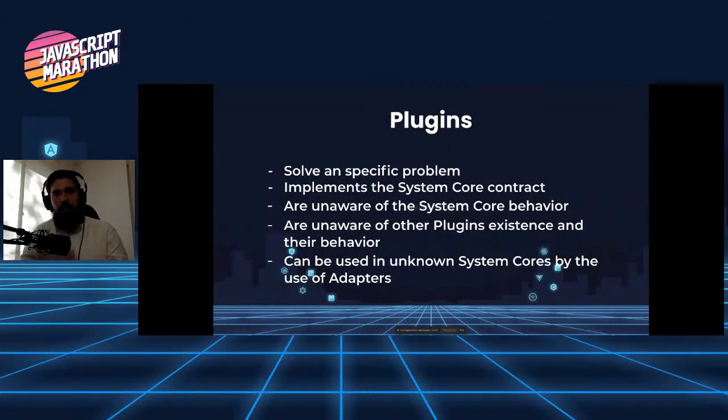They solve these specific problems, and they do that by implementing the system contract, or the contract that the system core provided. And this will be the only thing that they will know about the core system. They are unaware of the core system behavior, when this core system is going to call the plugins, and they are also unaware of other plugins' existence.